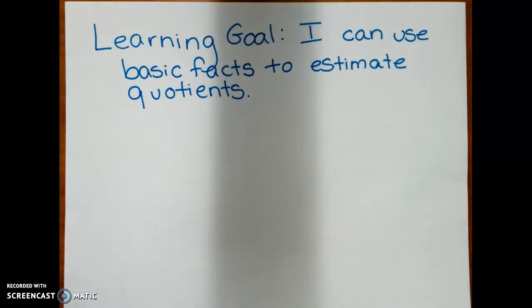So today's learning goal: I can use basic facts to estimate quotients. We're going to use what we know about multiplication to estimate quotients. And you have to remember a quotient is the answer to a division problem. So let's take a look at the way we can use our basic multiplication facts to help us with that.